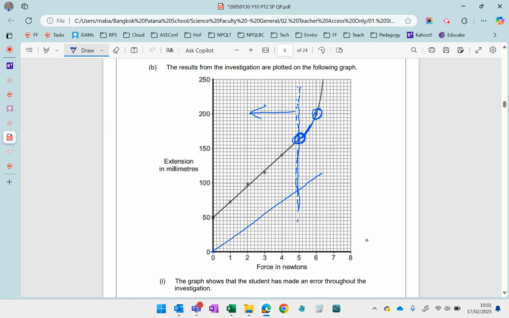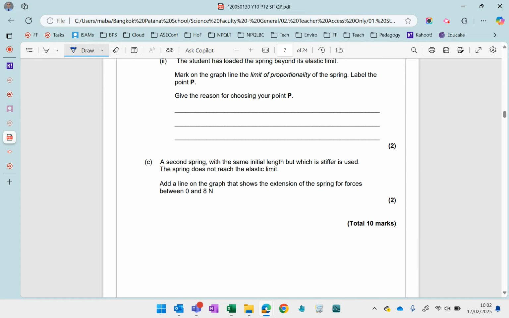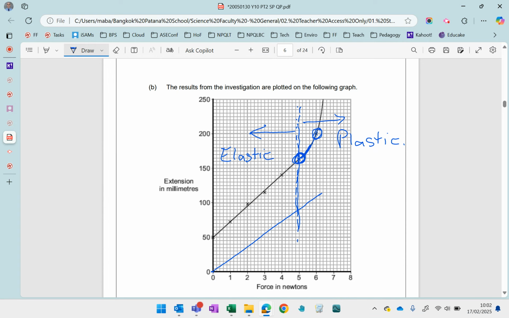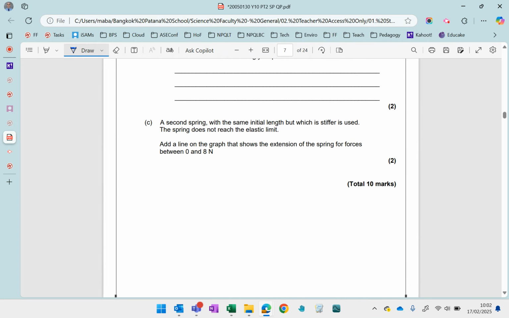Everything on this side of the graph is elastic behavior, because the spring will return to its original length, and once we go past the elastic limit, then we get into the plastic region of the graph. So our reason for choosing that point is because the line curves at that point.